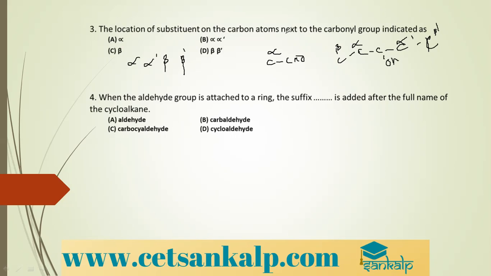So the question they have asked is the location of the substituent on the carbon atom next to the carbonyl group. So if this is the carbonyl group, let me take a ketonic example. If this is the carbonyl group, this position is alpha, and this position is alpha prime.